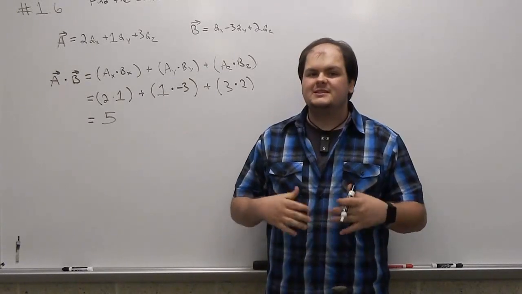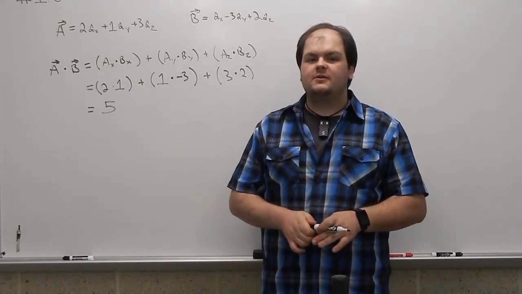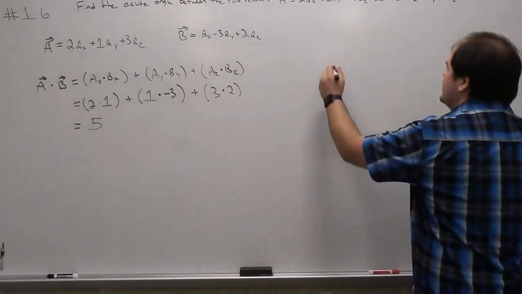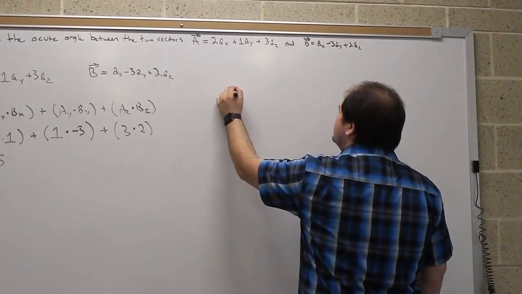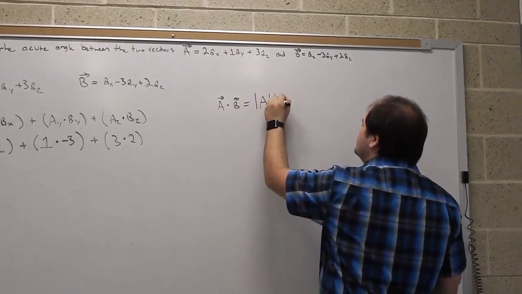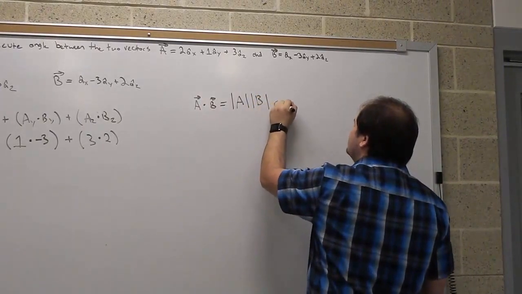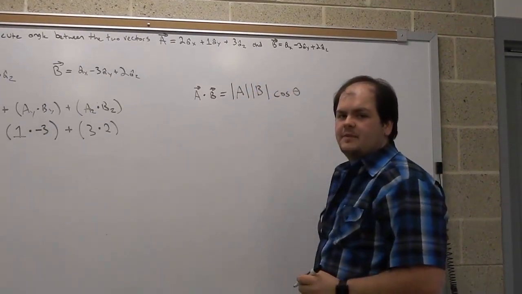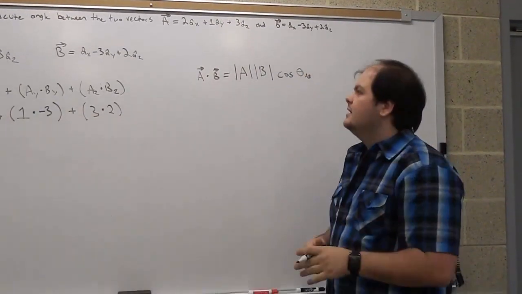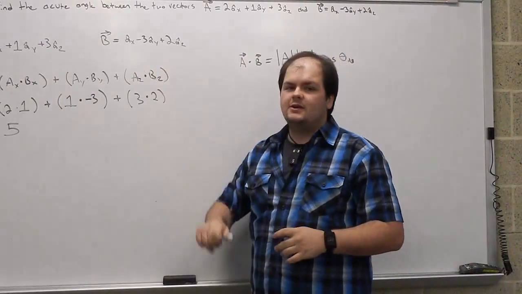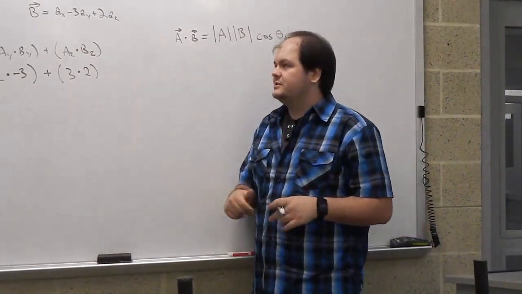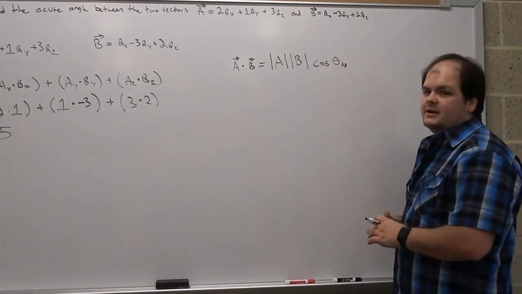From here, we can use the second definition of the dot product to figure out the angle. So the second definition of the dot product is that A dotted with B is equal to the magnitude of A times the magnitude of B times the cosine of the angle between them. And normally we put AB, which means the angle from A to B. However, the problem does state the acute angle between them, so sometimes that can be a little trick thrown in to make sure you're paying attention to the problem. But let's just solve this out for theta AB.